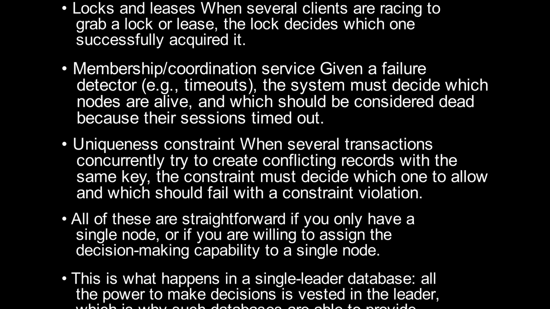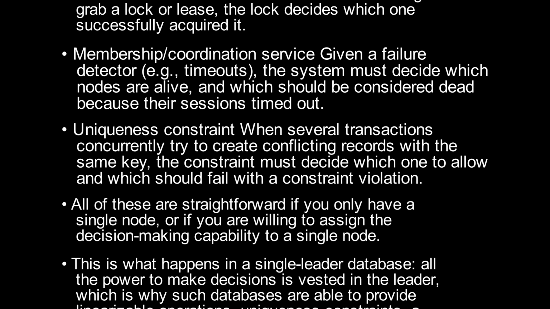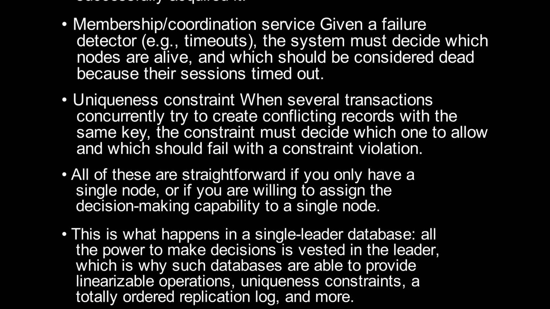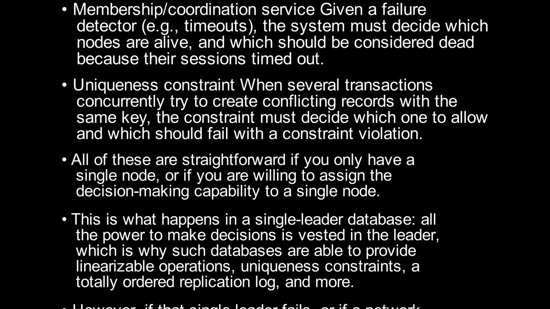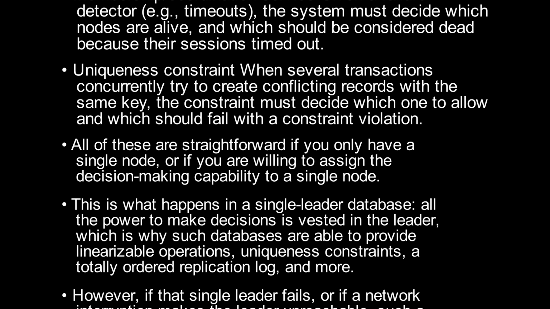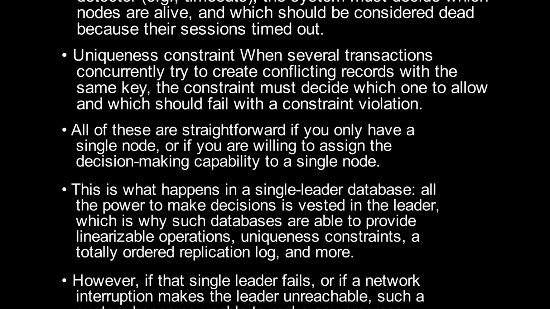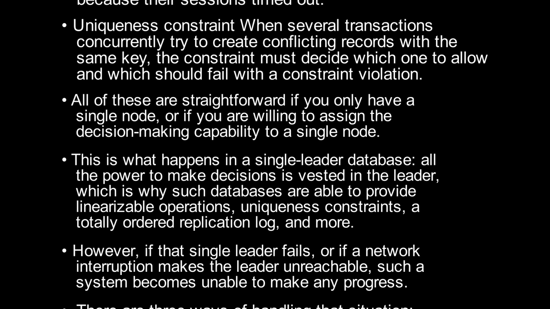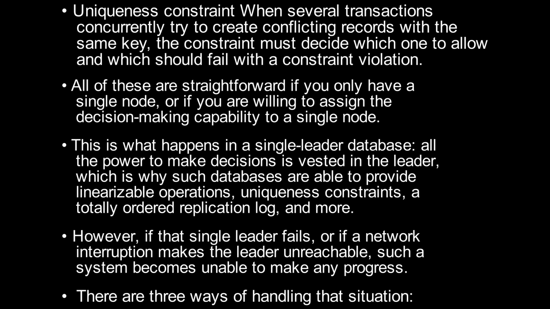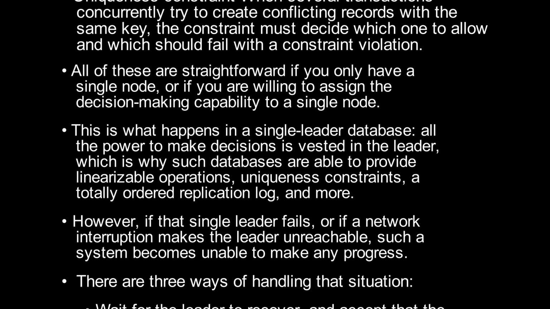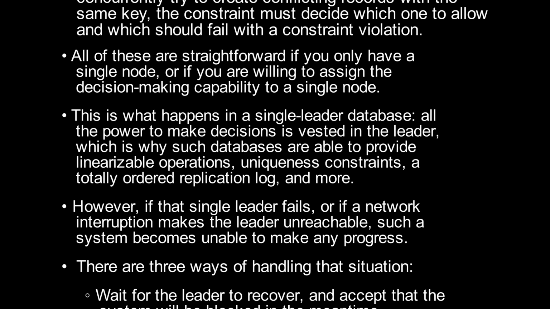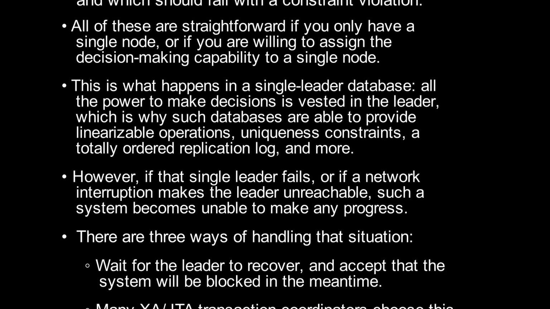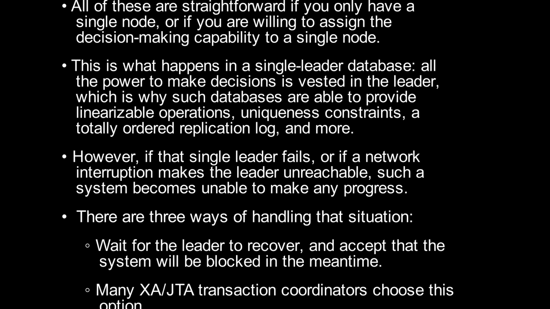All of these are straightforward if you only have a single node, or if you are willing to assign the decision-making capability to a single node. This is what happens in a single-leader database. All the power to make decisions is vested in the leader, which is why such databases are able to provide linearizable operations, uniqueness constraints, a totally ordered replication log, and more. However, if that single leader fails, or if a network interruption makes the leader unreachable, such a system becomes unable to make any progress. There are 3 ways of handling that situation.